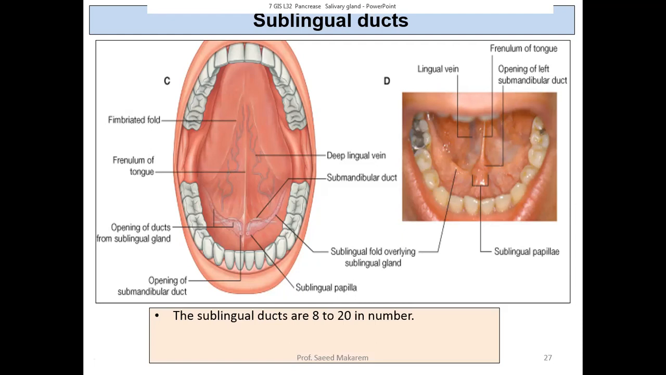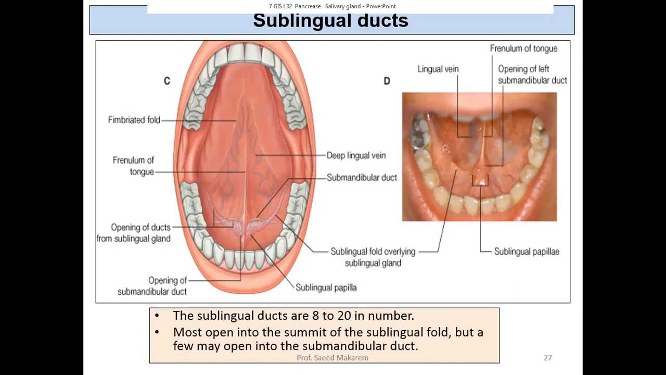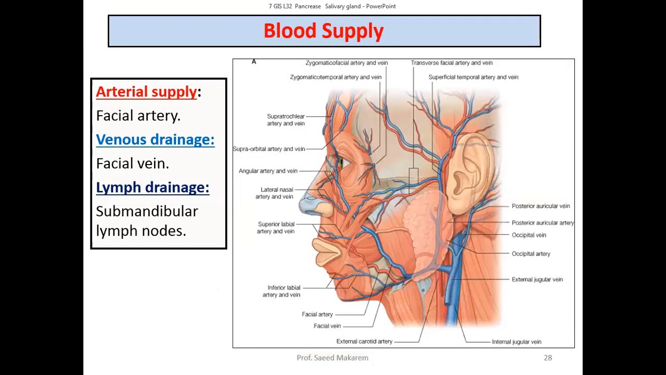The sublingual ducts are 8 to 20 in number. The opening for the sublingual gland is not by a single duct, but by multiple small openings. Most open into the summit of the sublingual fold, but a few open into the submandibular duct itself directly. Coming to the arterial supply, it is by the facial artery, which supplies both the submandibular as well as the sublingual gland.